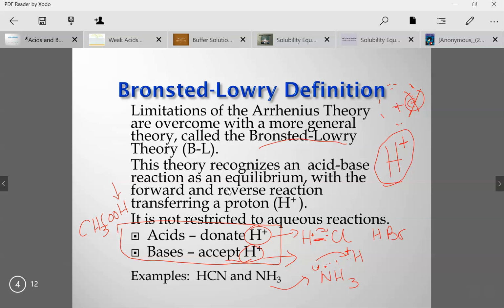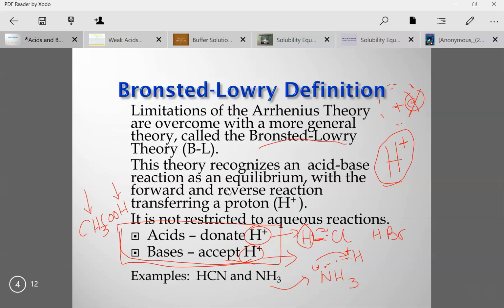So bases accept H plus by giving away this electron pair to the H plus so that the H can form a bond with that atom. So that's the new definition of an acid and base. Acids have an H to donate. Bases have a lone pair so that they can accept the H.